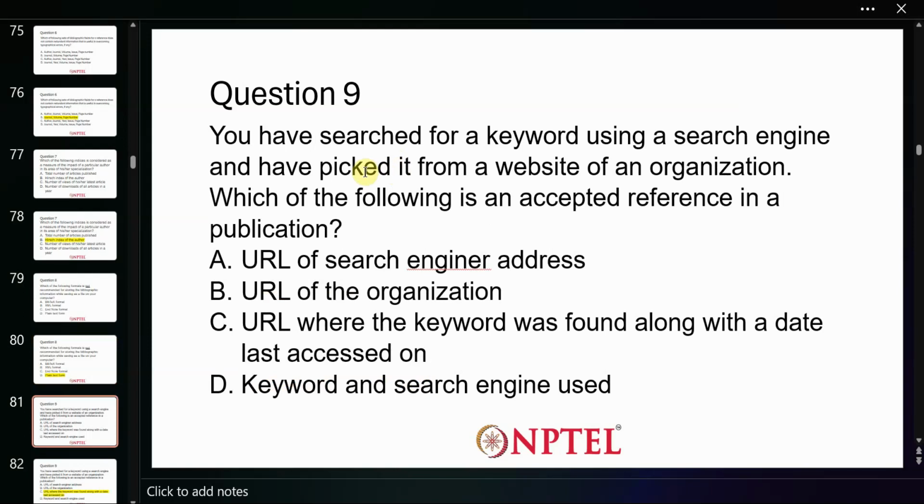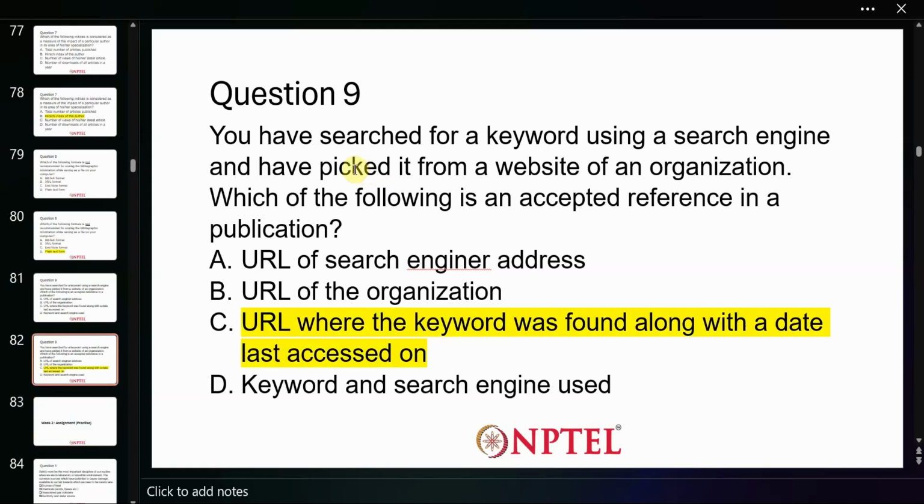That is why it is not recommended to use the plain text format. So moving to question number 9: you have searched a keyword using a search engine and have picked it from a website of an organization. Which of the following is an accepted reference in a publication? URL of the search engine, URL of the organization, URL where the keyword was found along with the date last accessed, keyword and search engine used. So the last access date is very important when you are citing a URL where the keyword was found. So the answer is C.